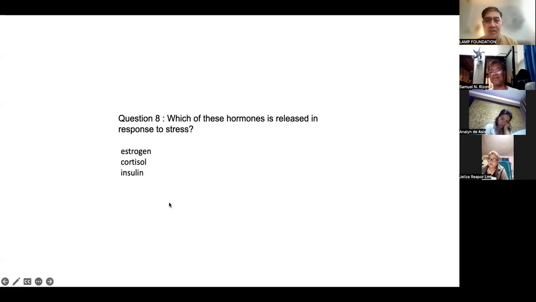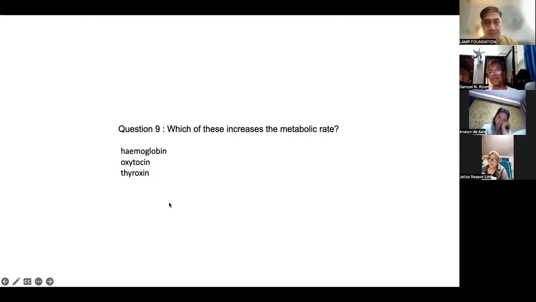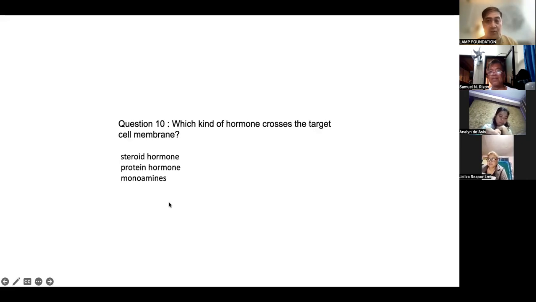Which of these hormones is released in response to stress? Cortisol. Which of these increases the metabolic rate? Hemoglobin, blood, oxytocin, thyroxine. Thyroxine. Which kind of hormone crosses the target cell membrane?